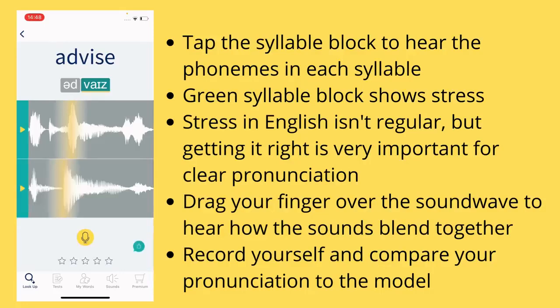Great. So when you record yourself, just tap the yellow microphone button and say the word. Advise. If you're using an Android phone, you might need to tap the microphone button a second time to stop the recording as well. And then you can play your recording back or use your finger to slow it down and analyse it in detail compared to the model. Advise.